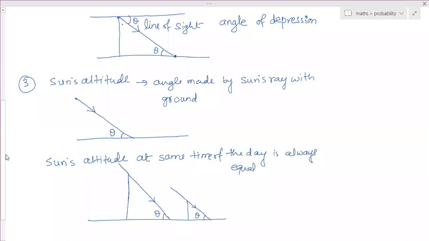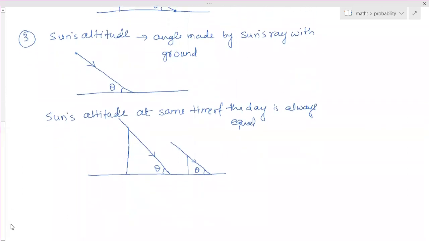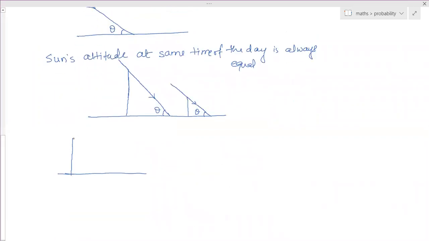Or you can take this example also. Not only the sun's rays, if a lamp post is present, the light is coming from the lamp bulb at this position. Now two people are standing here. One is a taller person, and the other is a short person, a small girl or kid, standing in front of them. They are in a line, so the light ray will move like this.